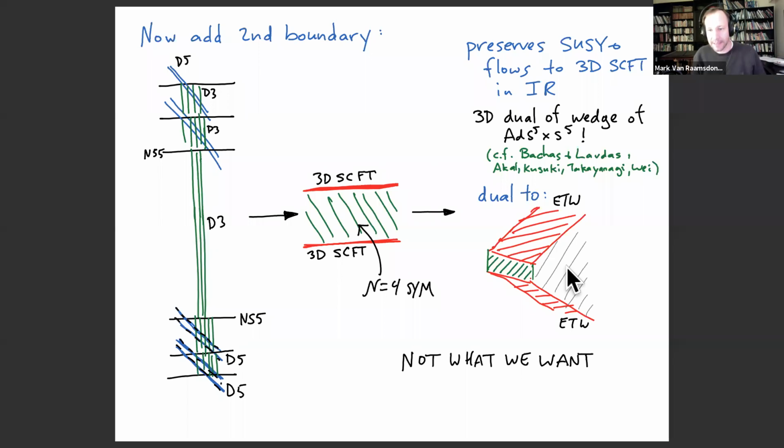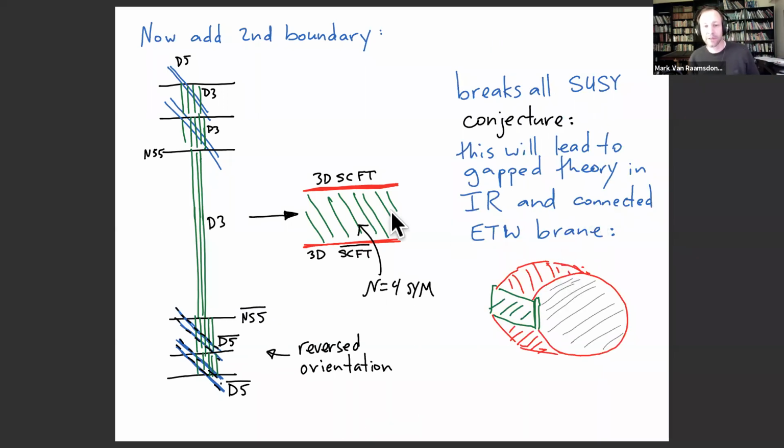Okay, but what we actually want is different. We want these branes to connect up. And so in order to achieve that, what I do is couple the N equals 4 theory at the other boundary to a superconformal field theory with the opposite orientation. And so this boundary condition would be the one associated with the D3 branes ending on 5 branes with the opposite orientation to the one up here. So you take individually boundary conditions that would preserve half the supersymmetry, but it preserves a different half of the supersymmetry in each case.